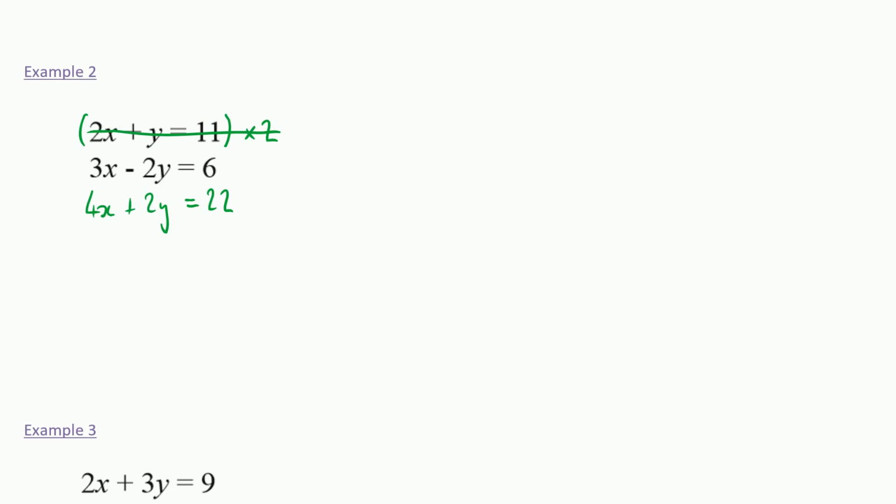Now I can solve this as I would have done the previous problem. I've got the same number of y's. This time the signs are different. This is a negative 2y and this is a positive 2y. If the signs are different, I need to add my two equations.